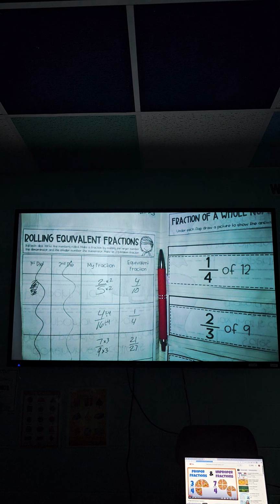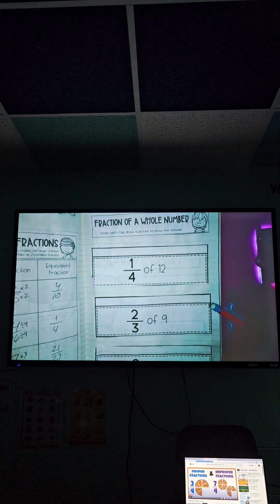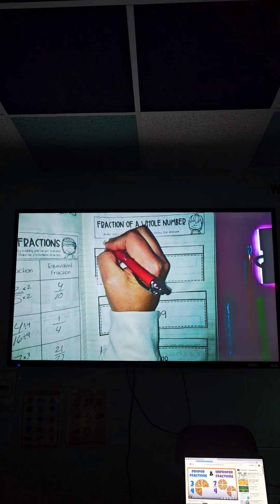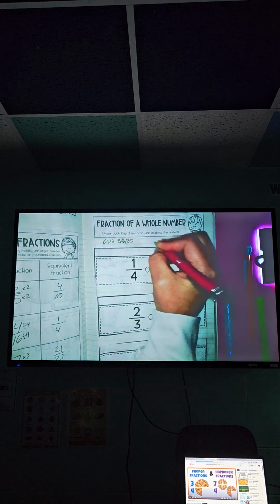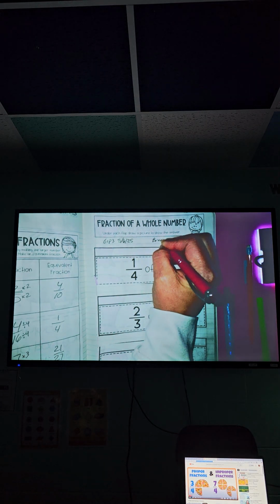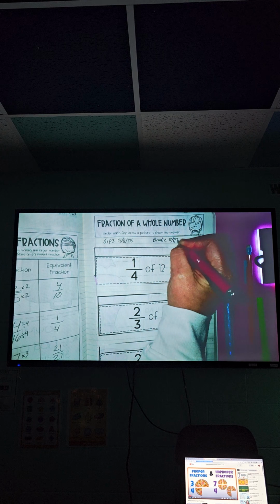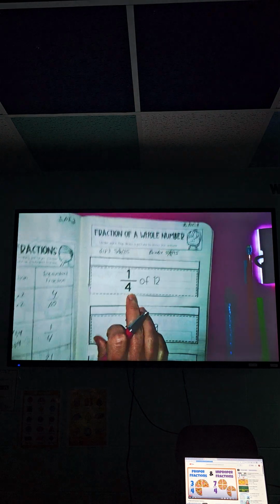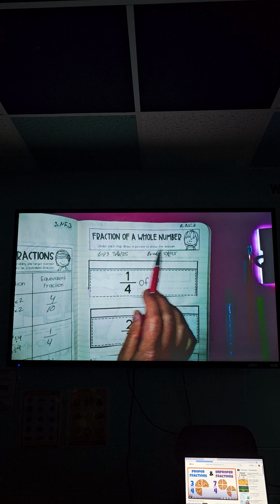So get your notebook out, and we're on the fraction of a whole number page. So group 3, this is 5/6/25, and for Brodie, this is 5/8/25. Alright, let's read. Fraction of a whole number. Under each flap, draw a picture to show the answer.